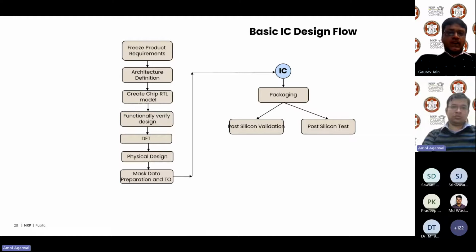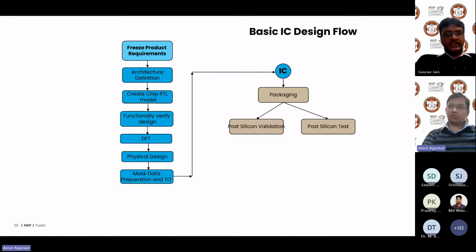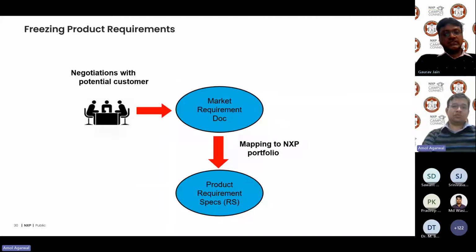Let's talk about now how the complete SoC design starts. Starting with the product requirements. Basically, the system engineers go in the market, they meet customers, they try to understand the requirements from the customers, and basically they negotiate with the customers depending on our portfolio that we have available as an architecture. Then depending on that, they negotiate with them and come up with a proposal. Those are called the market requirement documentation.